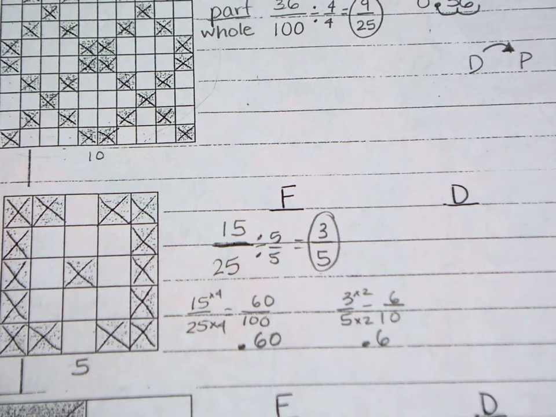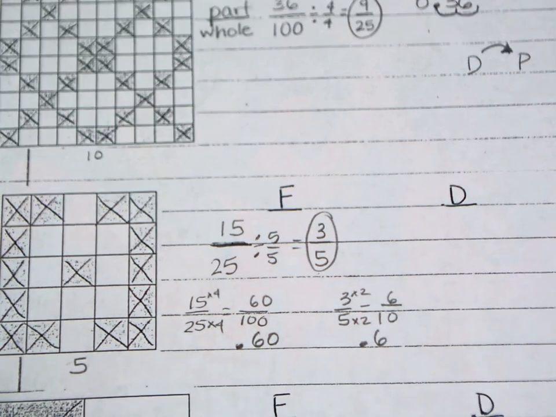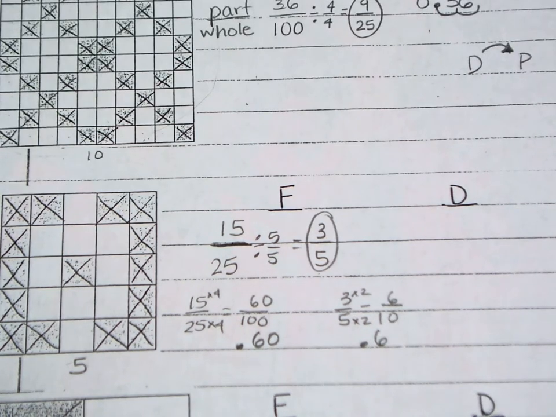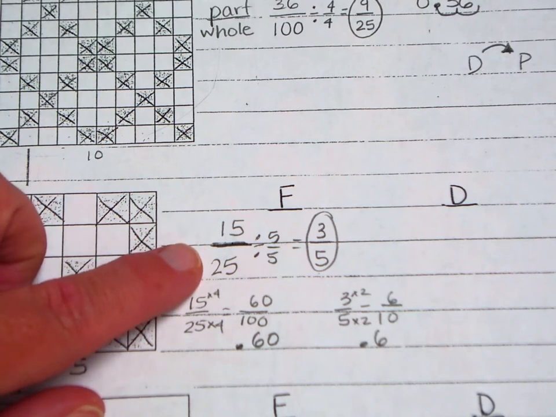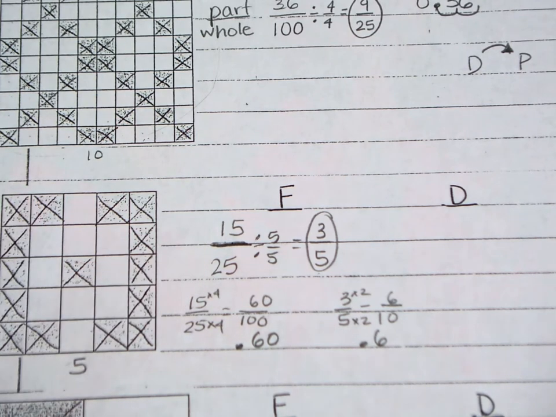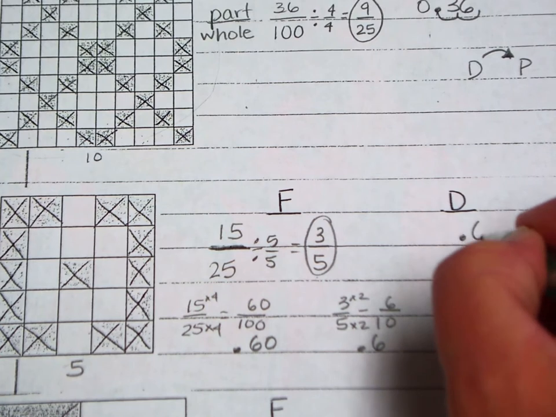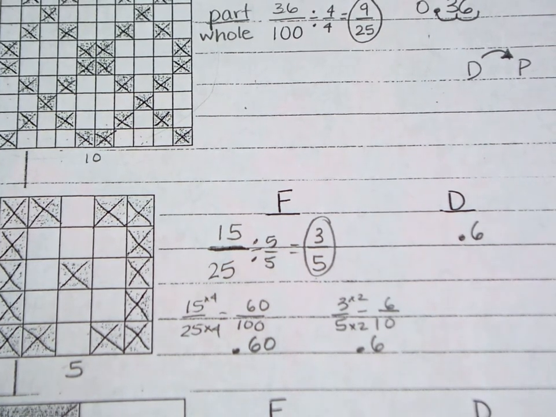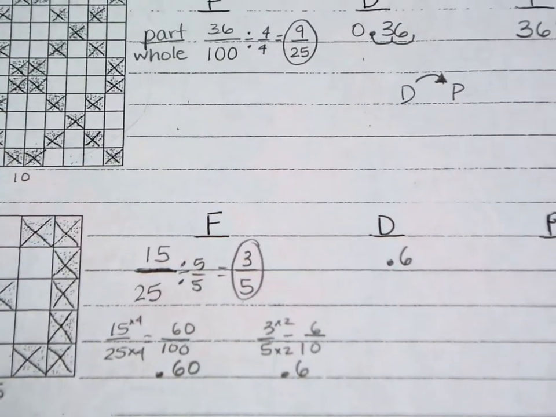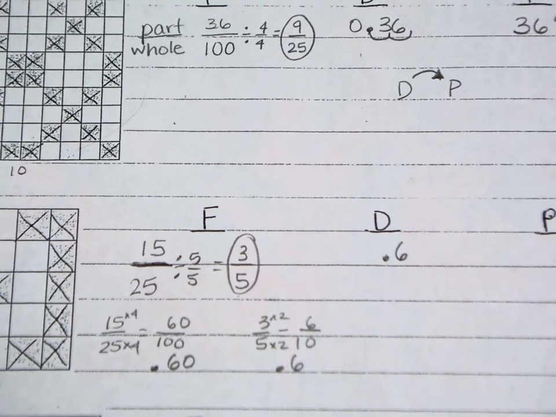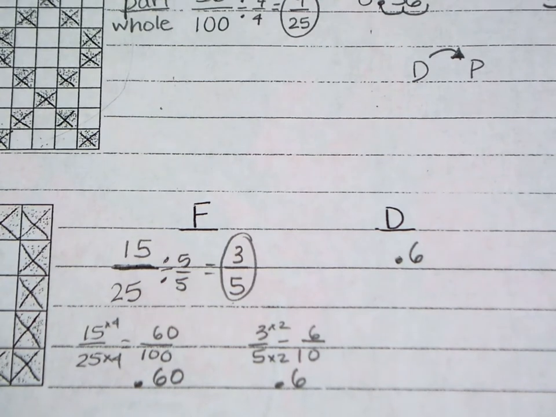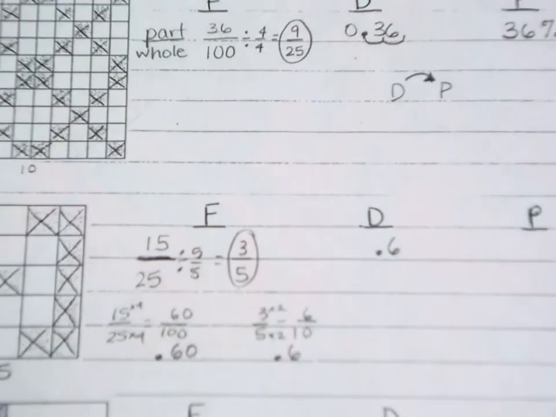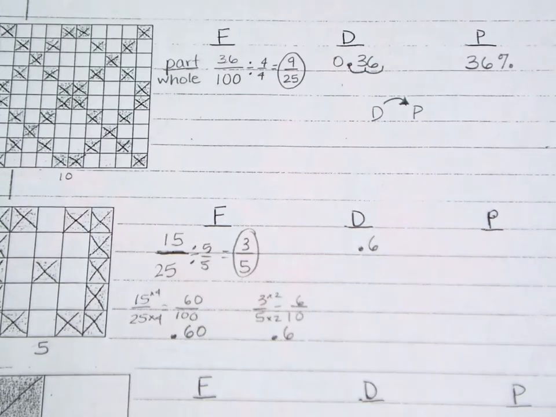There's 6/10. Is there a difference? No, there is not. It is the same answer regardless of whether you turn your 15/25 into a decimal place value or your 3/5. The decimal place value is still 6/10 or 60/100. It's the same value. One just has a 0 on the end and the other one does not. They represent the same amount.